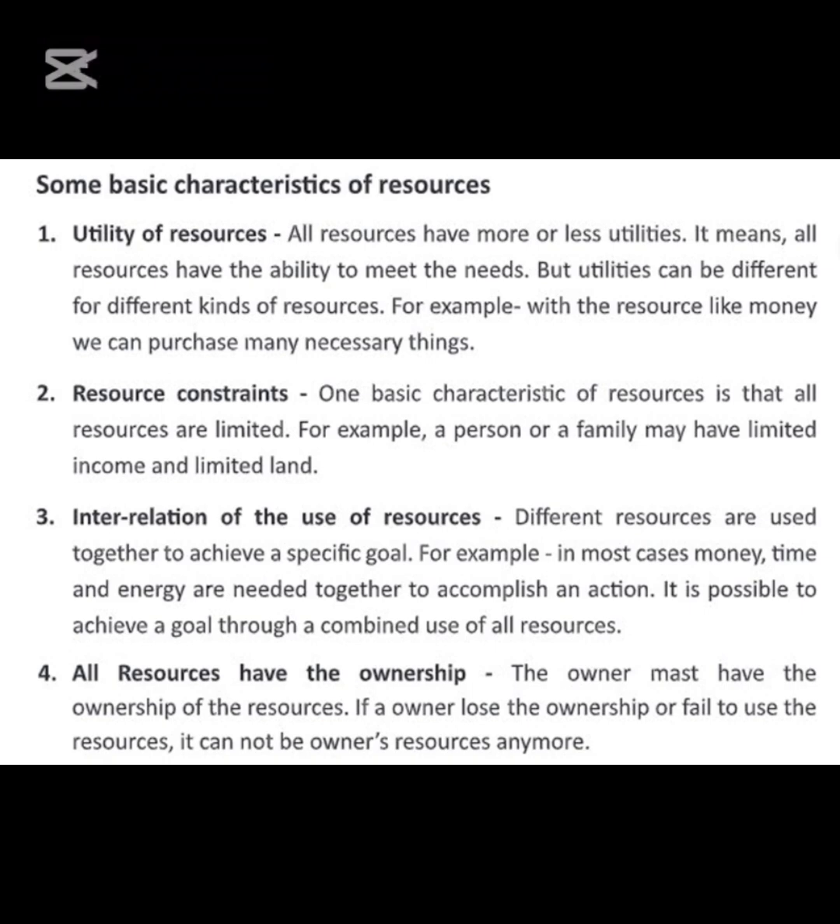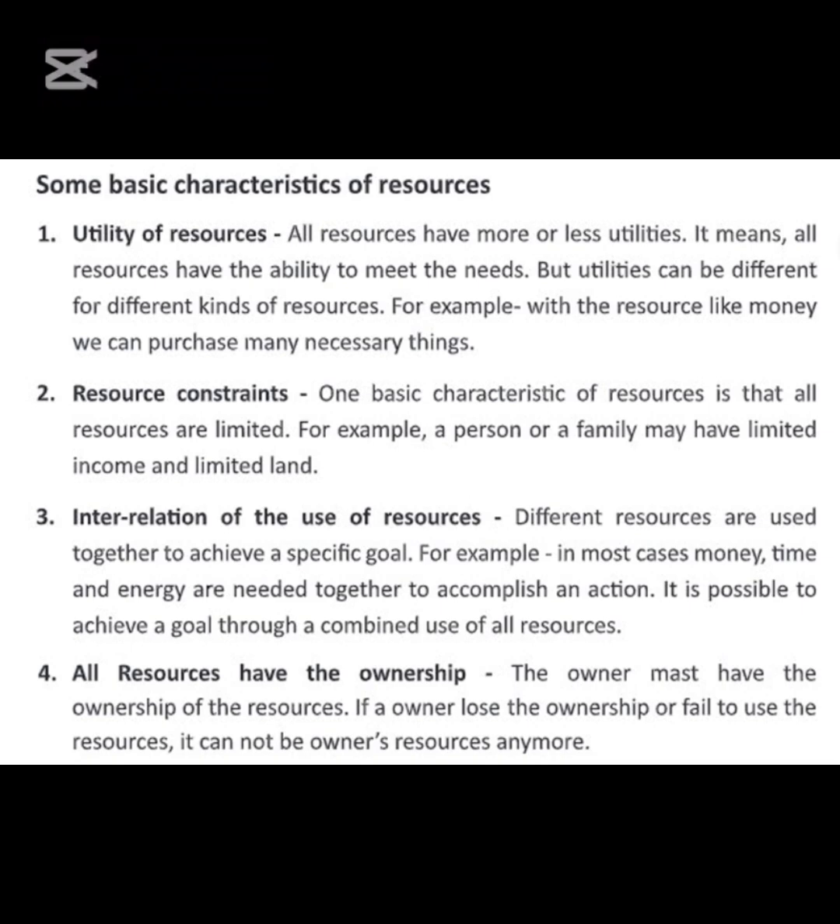Number 2, resource constraints. One basic characteristic of resources is that all resources are limited. For example, a person or a family may have limited income and limited land. Number 3, interrelation of the use of resources. Different resources are used together to achieve a specific goal. For example, in most cases, money, time, and energy are needed together to accomplish an action. It is possible to achieve a goal through a combined use of all resources.